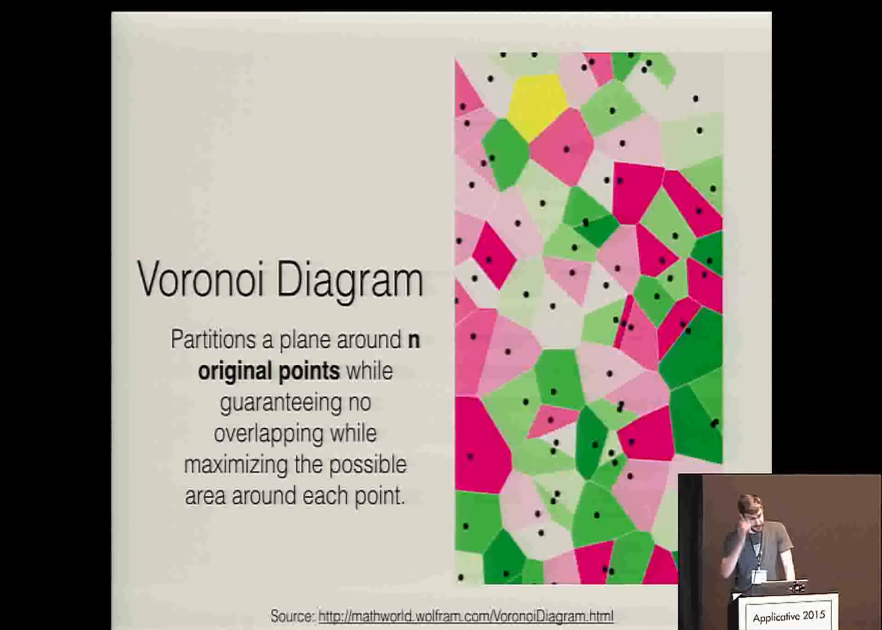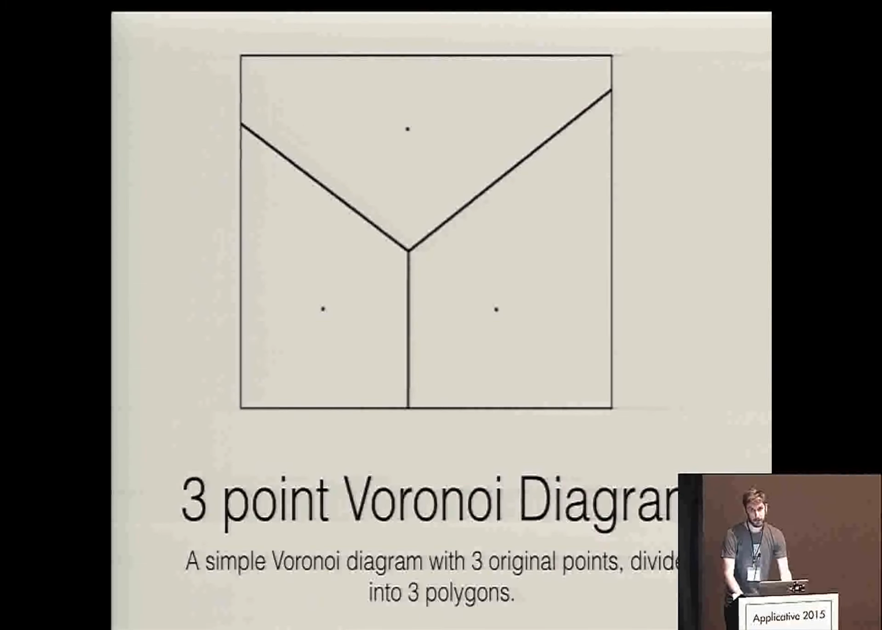Another definition would be that it partitions a plane around n original points, guaranteeing no overlapping, while maximizing possible area around each point. This is exactly what I was trying to do with that variable size padding algorithm. I wanted to maximize the area around each point, but guarantee no overlapping, and it would have been nearly impossible to do that. So this is a very simple Voronoi diagram.